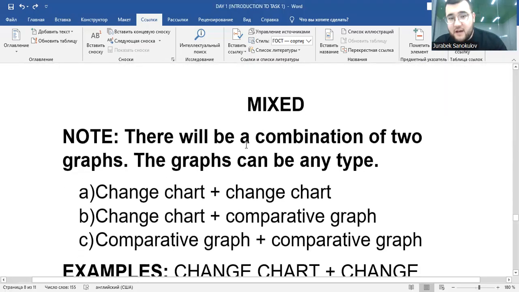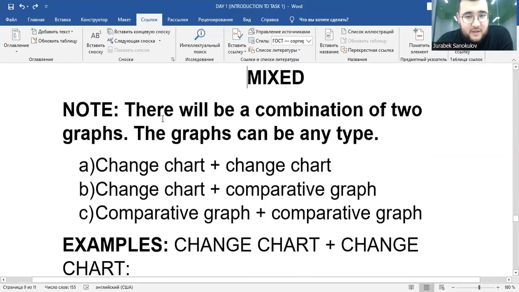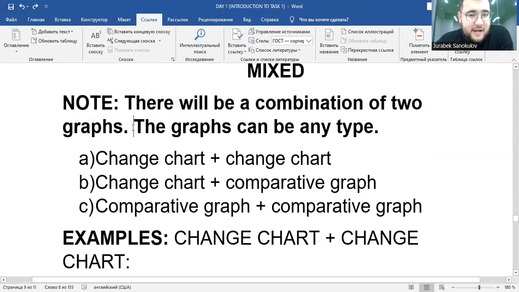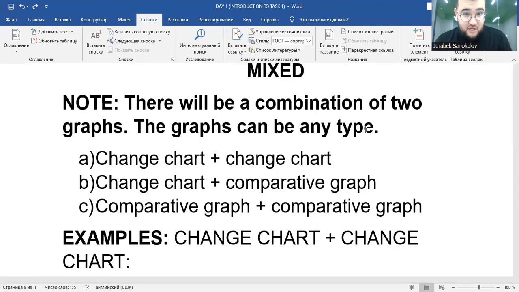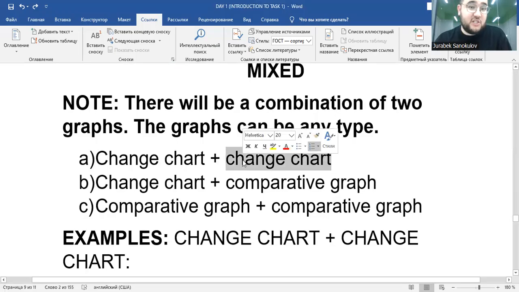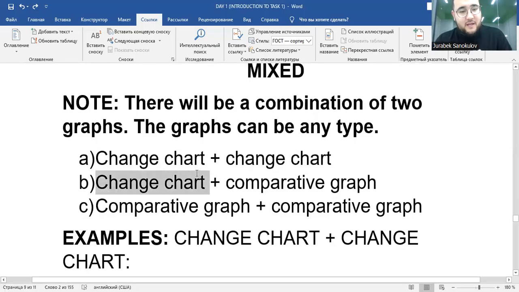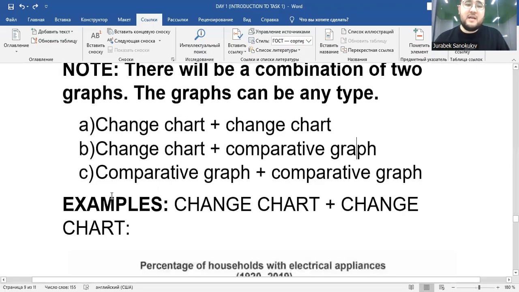So finally, we have mixed charts. There will be a combination of two graphs. The graphs can be any type. So basically, you're going to get two charts now, and those two charts can be different charts as well. For example, one of them can be a chain chart and another can be a chain chart as well. In the second type, you're going to get a chain chart plus a comparative graph. And of course, the final one would be comparative graph plus comparative graph. So let's see examples for each of these types.